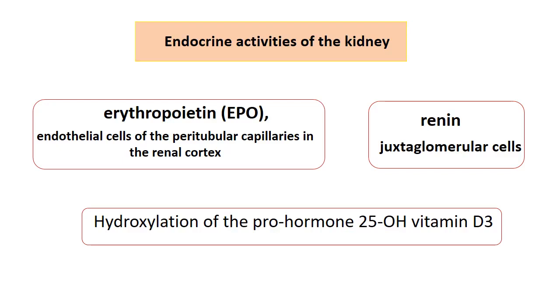Another important substance is renin, which is produced by the juxtaglomerular cells within the kidney. Renin is important in the control of blood pressure in the body by the conversion of angiotensinogen into angiotensin 1. Another important function of the kidney is the hydroxylation of the prohormone 25-hydroxy vitamin D3 that is produced in the liver.